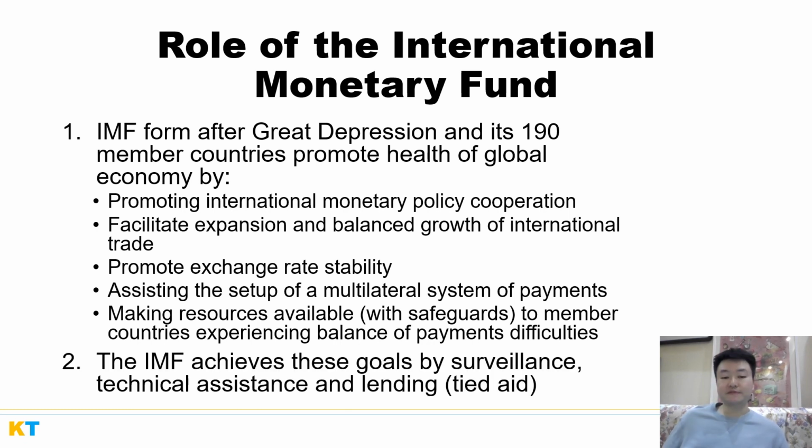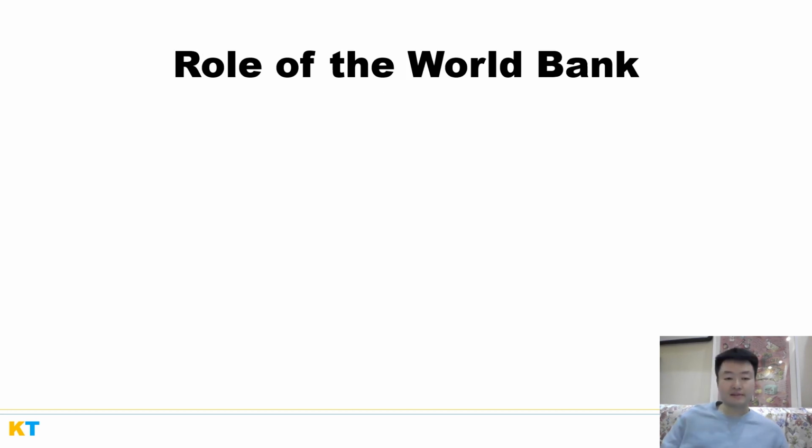The IMF achieves all of these goals by surveillance, so watching over every single country, technical assistance, so providing policy suggestions, as well as lending. And again, the IMF lending money is a form of tied aid because they usually want you to follow whatever policy suggestions they give you before they give you the money. The role of the World Bank, let's look at that.